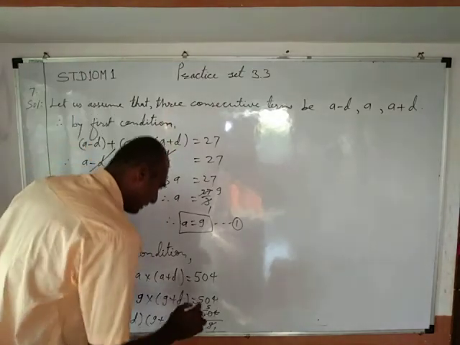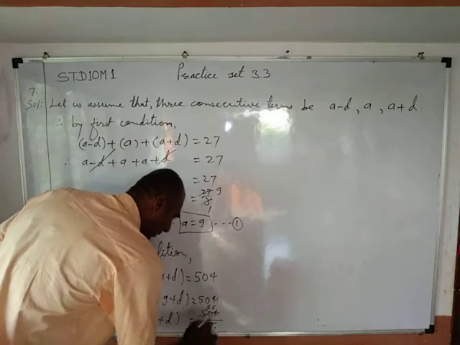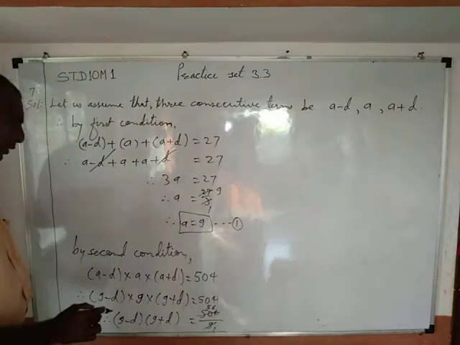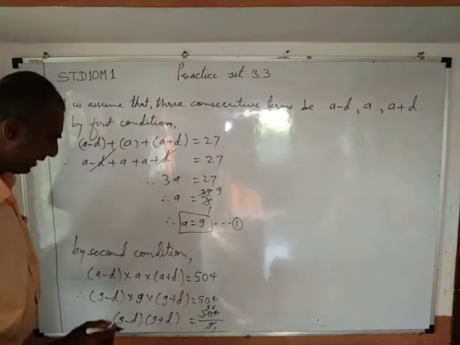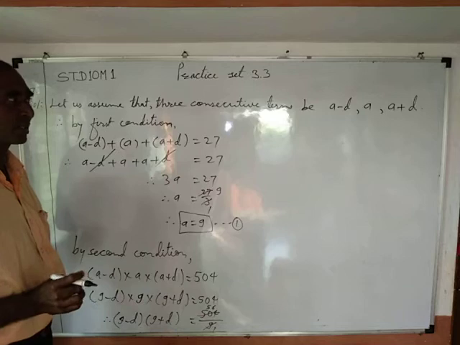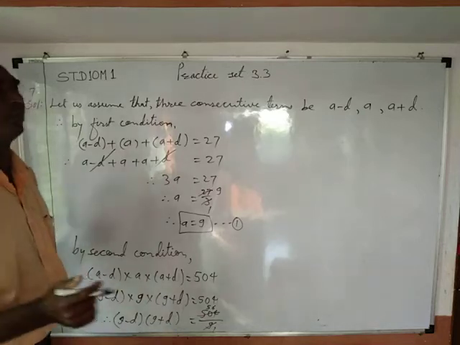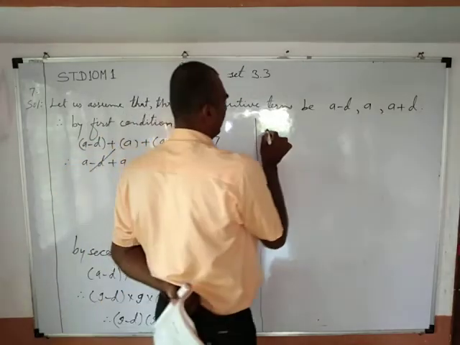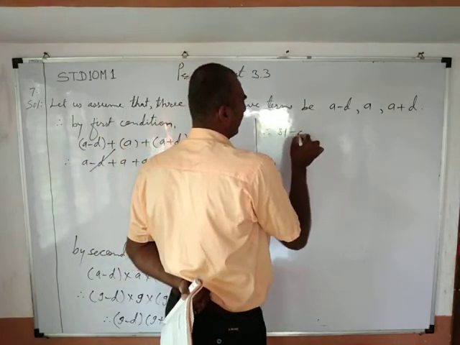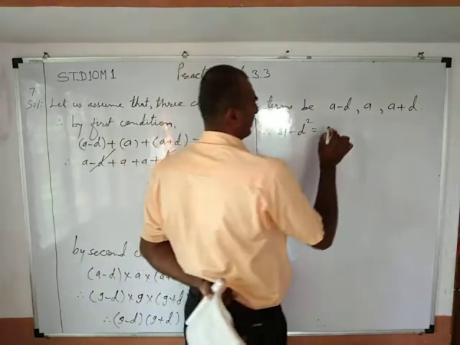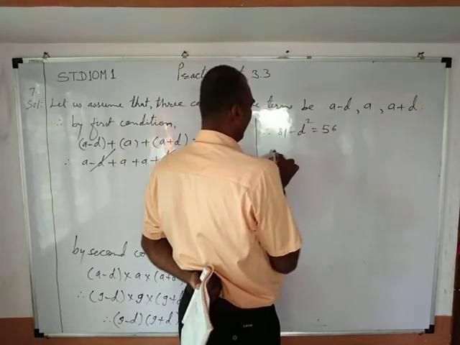Okay, 9 sixes are 54. Okay, and 9 minus D into 9 plus D is in the form of A minus B into A plus B, which gives us A square minus B square. Okay, means square of 9 is 81 minus D square equals 56.